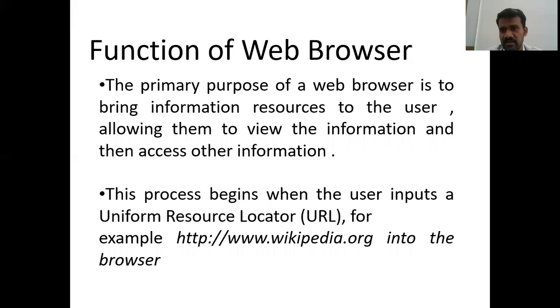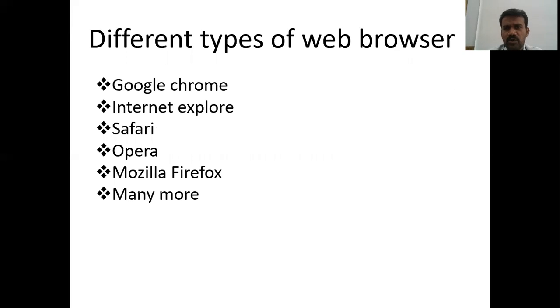ORG represents organization. We have different types of web browsers: Google Chrome, Internet Explorer, Safari, Opera, Mozilla Firefox, and many more. Nowadays we have many more web browsers. Each and every organization has come up with its own web browser so that it can be used only for that particular organization. Really cool thing.